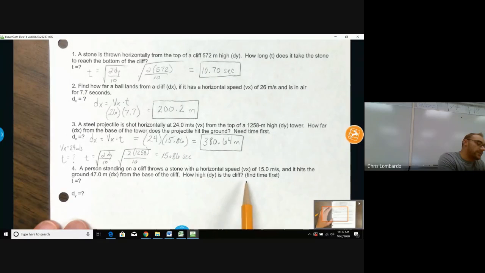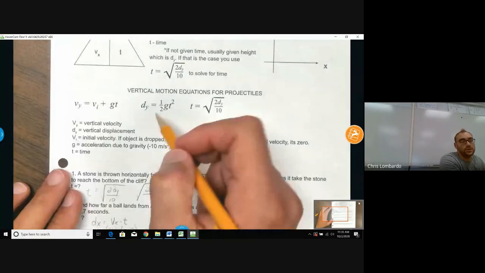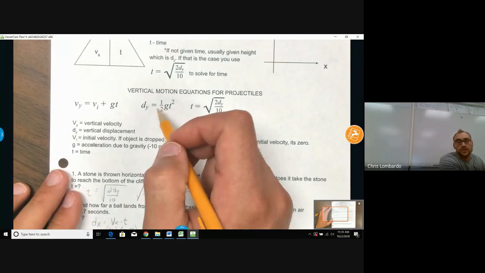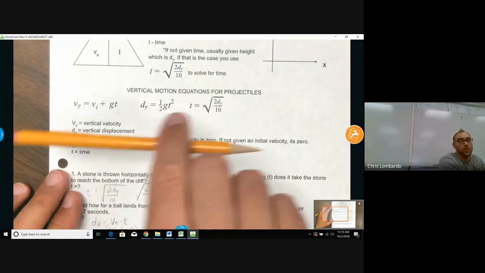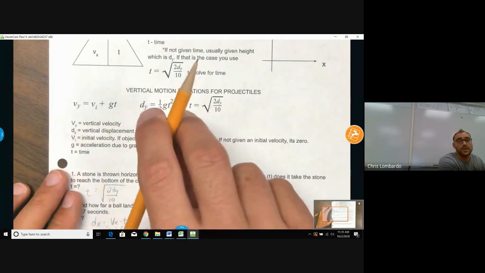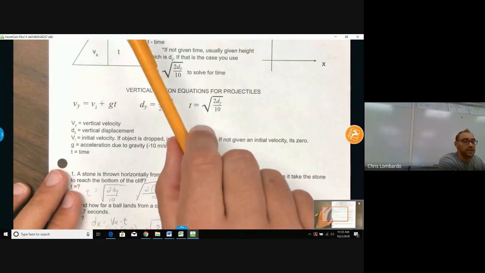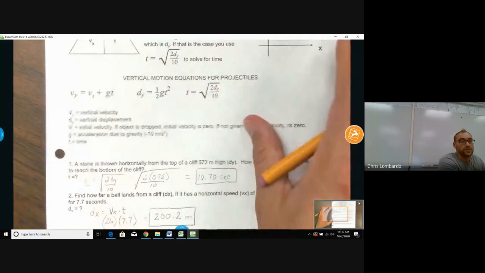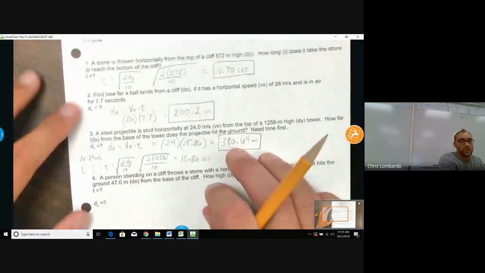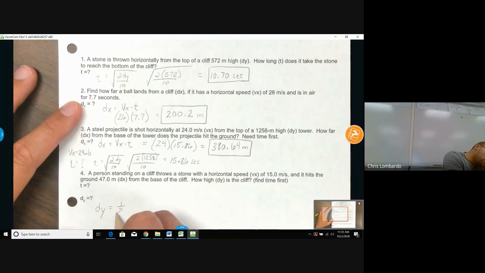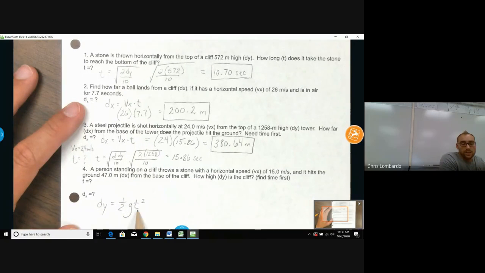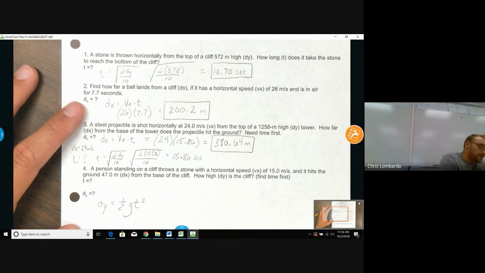So they want to know how high our cliff is. Now I took off the original portion of our equation from yesterday where it was VI times T plus 1/2 GT squared, because these are the horizontal problems. We're not launching anything up, so it has no initial velocity in the positive or negative direction. So that's why I'm just leaving it out, because it would be 0. So that we want to know how high it is, we need that. So dy is equal to 1/2 GT squared. So what we really need is T, because we already know gravity is constant. Ours is a -10 that we're using.